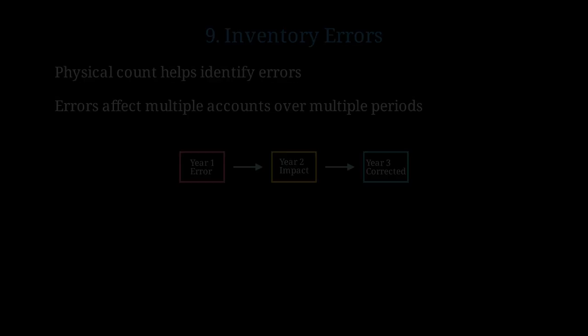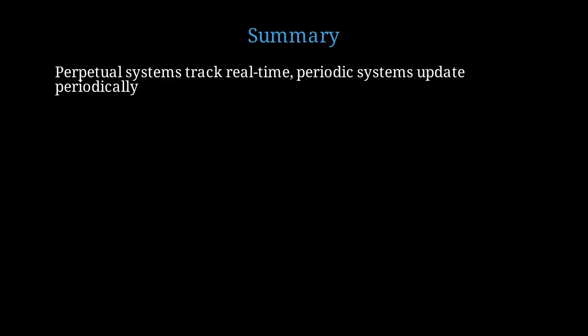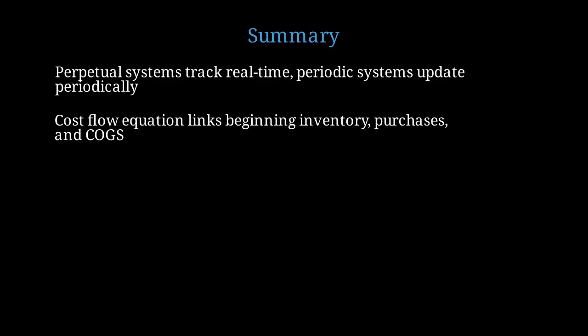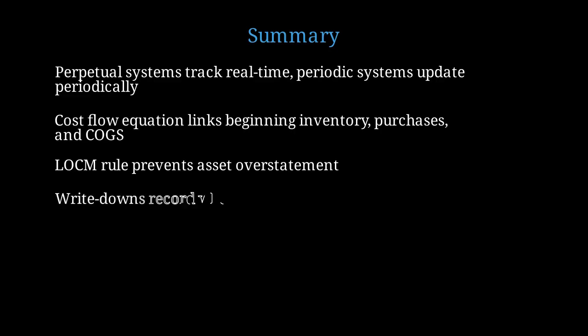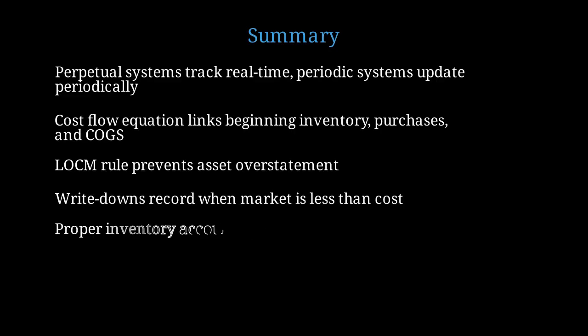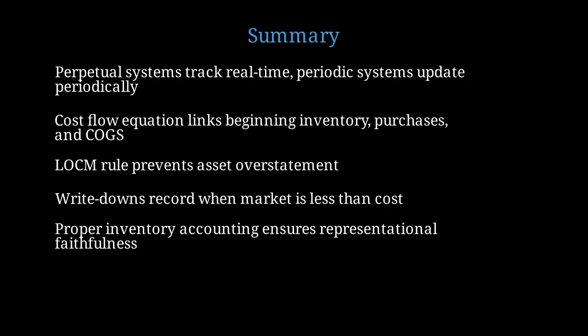Let's recap the key concepts from inventory accounting. Remember that perpetual systems provide continuous tracking, while periodic systems update at intervals. The cost flow equation is fundamental for calculating cost of goods sold. The lower of cost and market rule ensures we don't overstate inventory values. We record write-downs through a loss account when market value falls below cost. Accurate inventory accounting provides investors with faithful representation of company assets and performance.